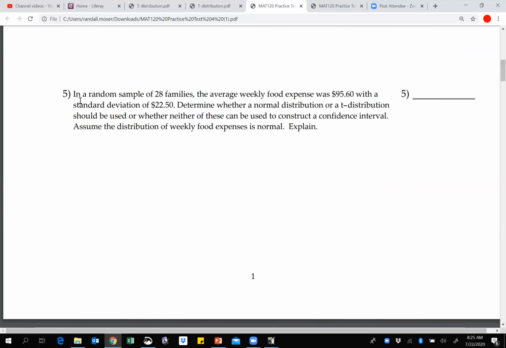So in question number 5, we have a sample. The sample is of size 28, so n equals 28. And the standard deviation that they give us is still part of that sample, so it's the sample standard deviation. So with n less than 30 and not knowing sigma, that's what makes it the Tc.